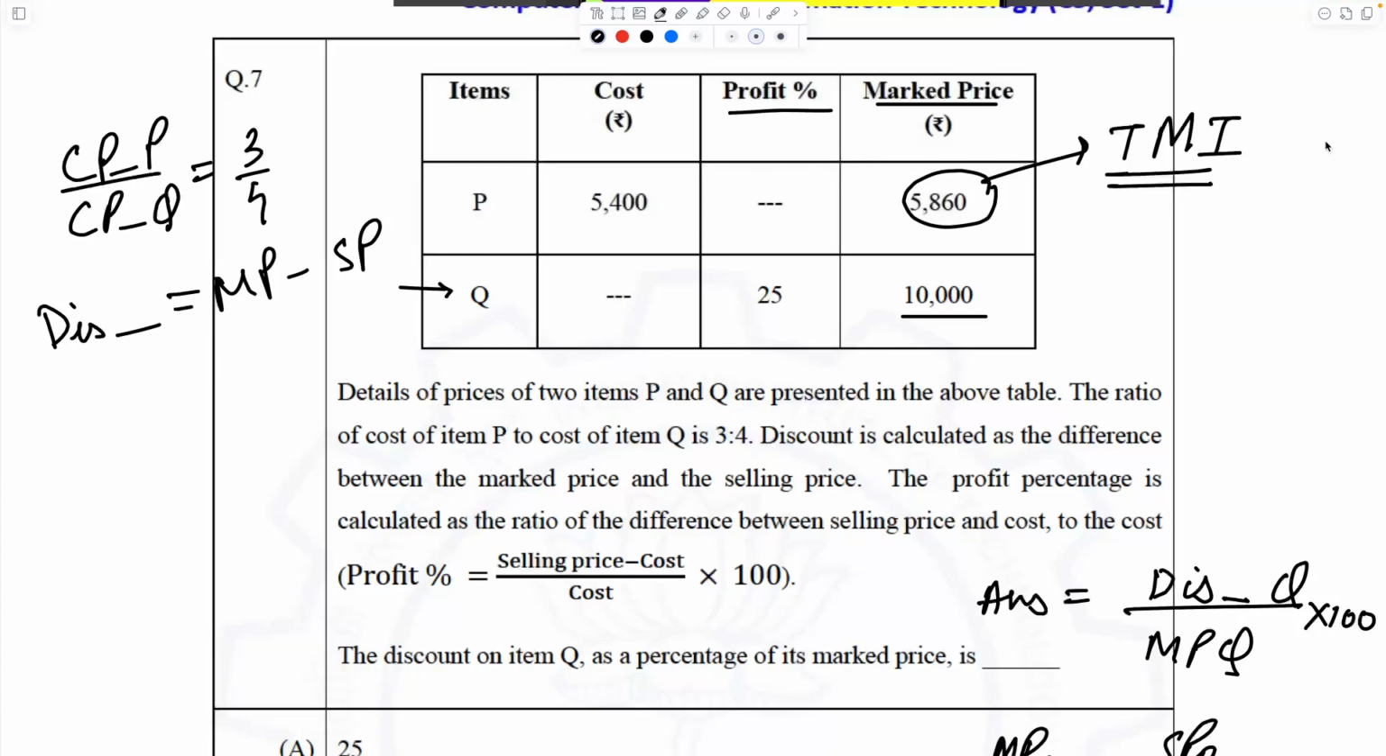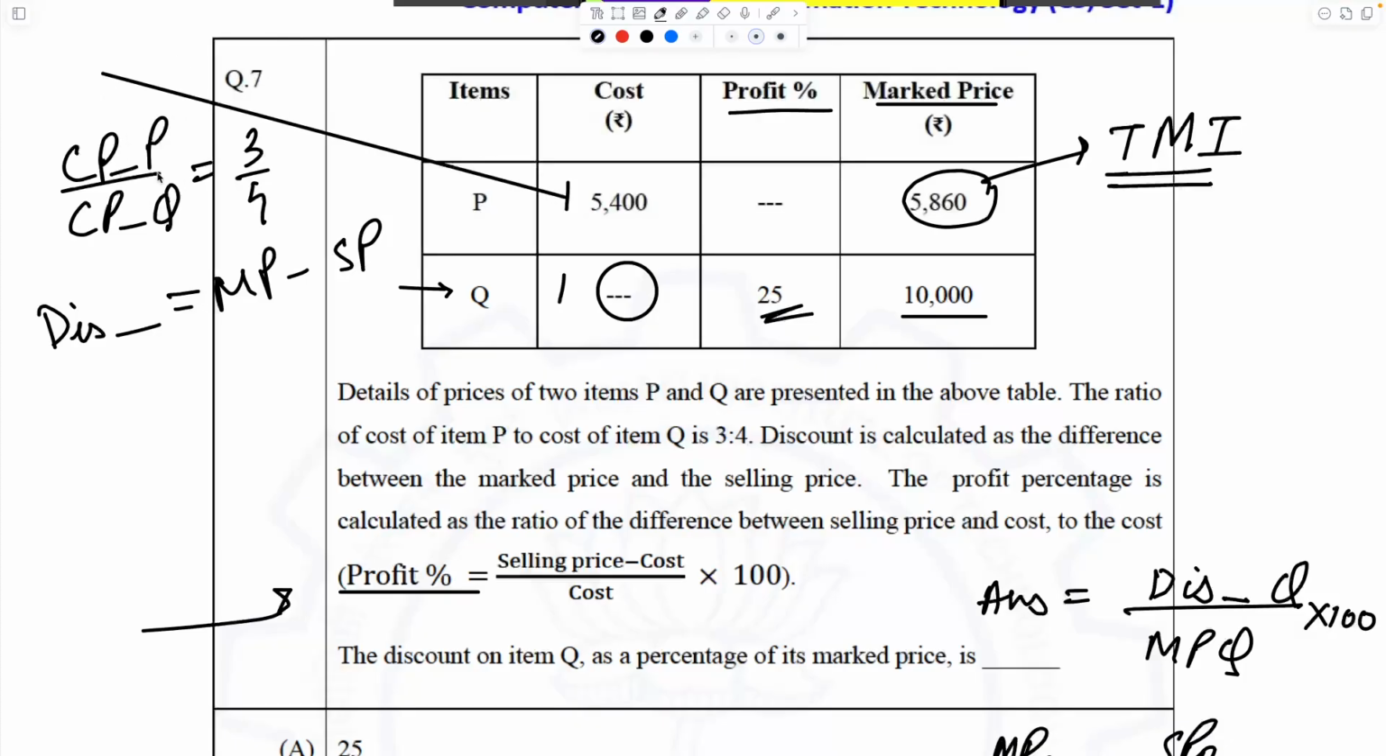Is there any other formula provided to us in this question? Yeah, this formula is provided to us in this question, that is profit percentage, which we know for Q is basically equal to your selling price minus your cost price. The cost price is not known to us. Okay, fine, the cost price is not known to us, but the relation between these is given over here.